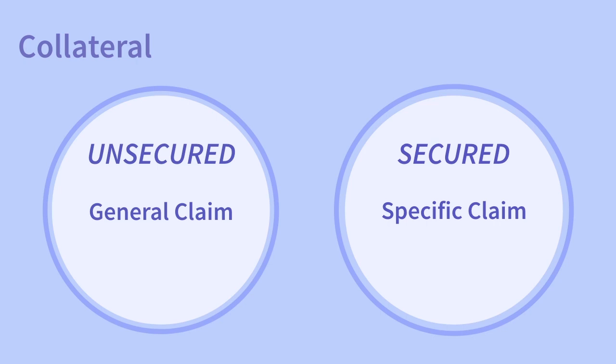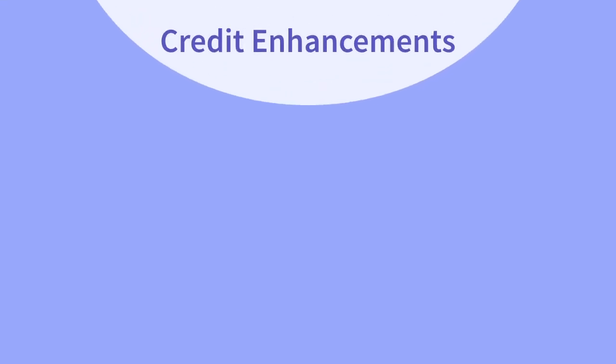This means that in the event of a default, the holder of an unsecured bond will have the right to claim their portion of the proceeds from a liquidation across all the assets of that issuer. Note that in the US, an unsecured bond is called a debenture, but in the UK, it's a bond that is secured by specific assets, which is called a debenture. Next, we must look at credit enhancements.